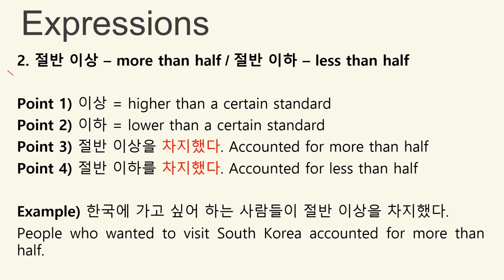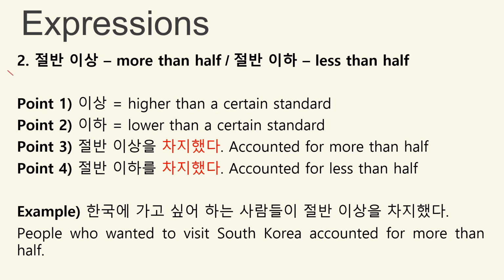The next expressions are 절반 이상 and 절반 이하. These both mean more than half and less than half respectively. 절반 means half. 이상 means something higher than a certain standard and 이하 means something lower than a certain standard. The example sentences are 절반 이상을 차지했다 and 절반 이하를 차지했다. These both respectively mean accounted for more than half and accounted for less than half.